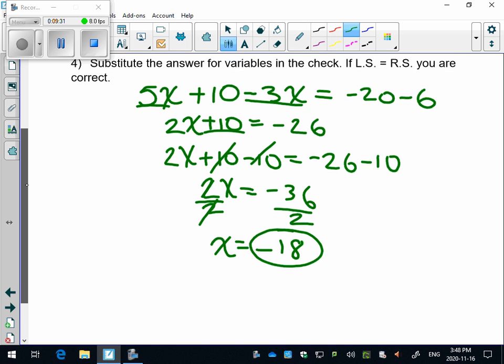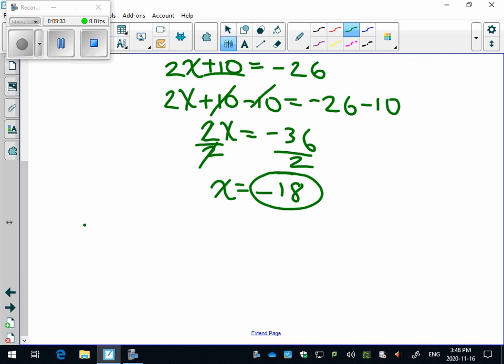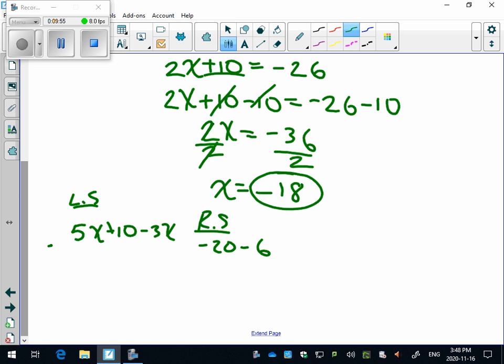5x plus 10 minus 3x. That's my left side. And my right side was negative 20 minus 6. So over here, we're going to show substitution by putting that number in. Then we're going to add 10. Then we're going to subtract 3 times negative 18.